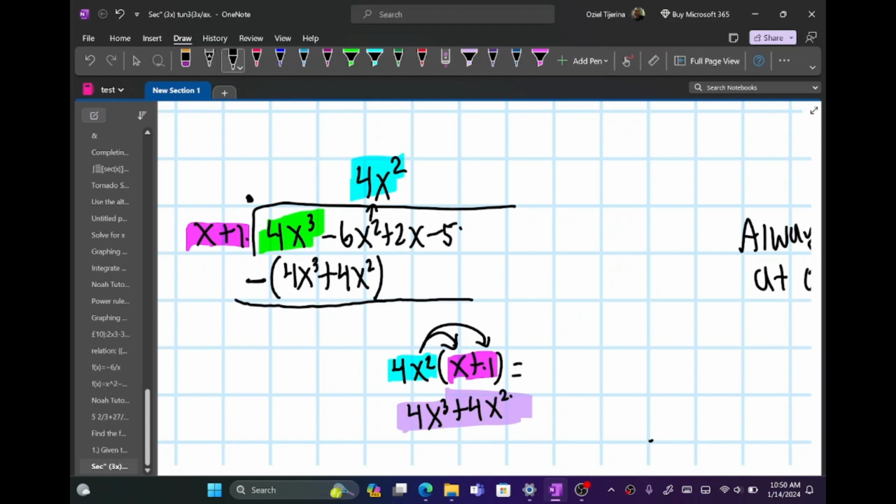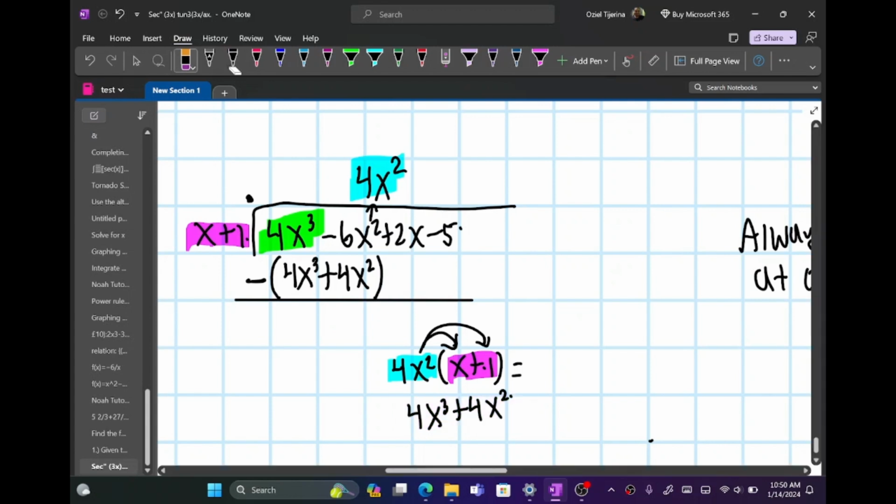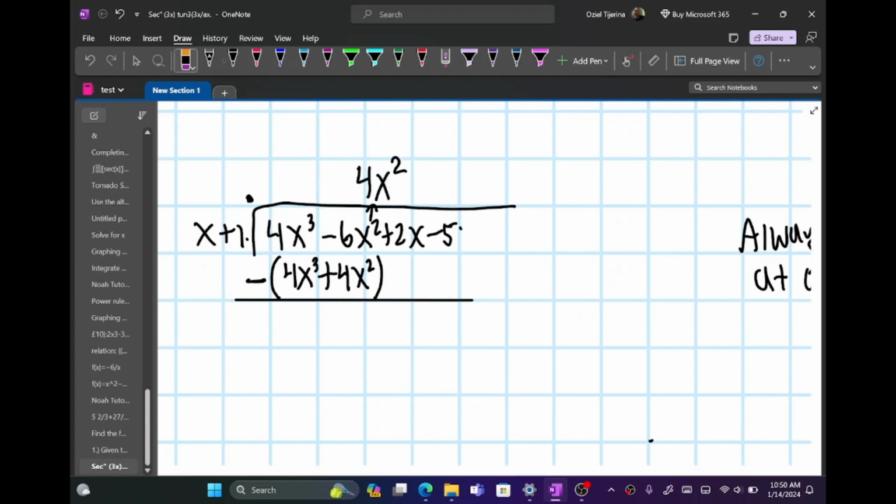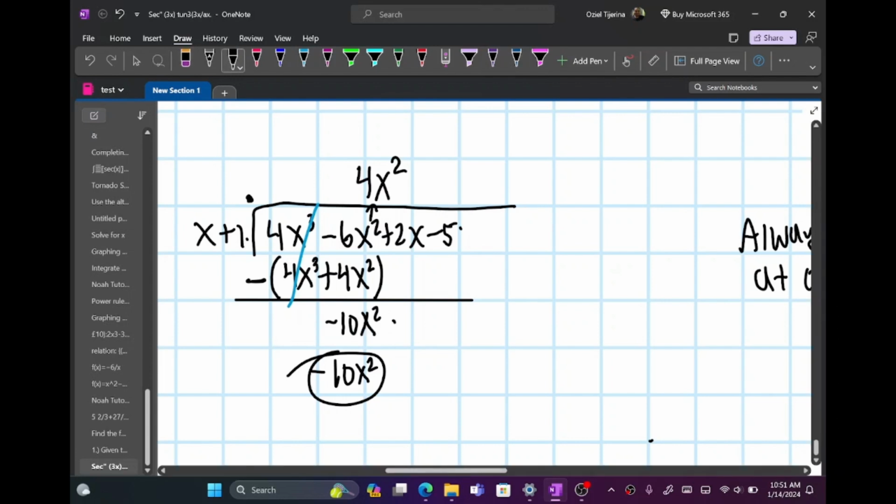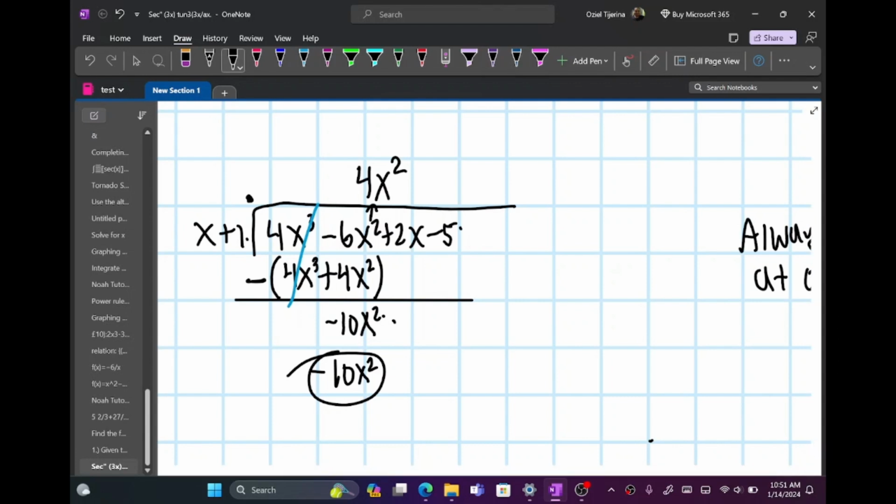Now what you're going to do is subtract it out. Let me erase this. Then we're going to see very clearly that 4x cubed will cancel out. And then if you look very carefully, this is negative 6x squared minus 4x squared. If you know what this is, this should be negative 10x squared. So that is what we're going to put in for this. You have to understand how to add and subtract negatives, guys.